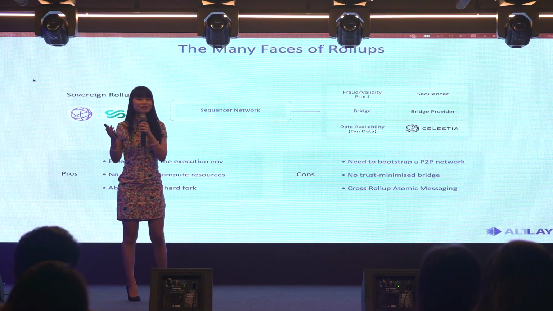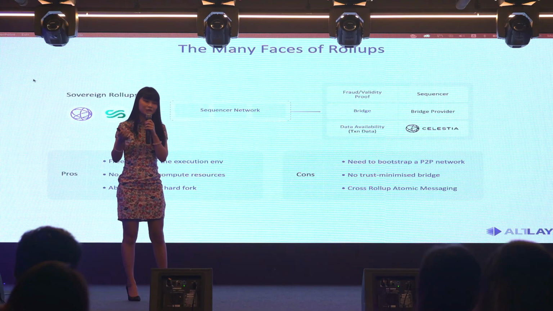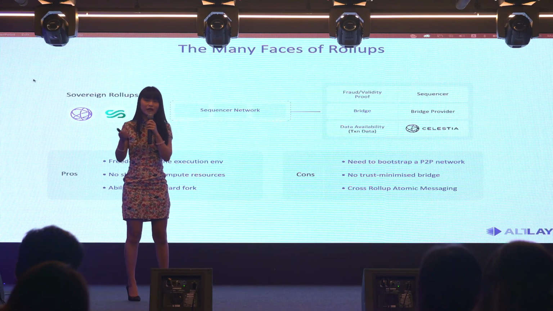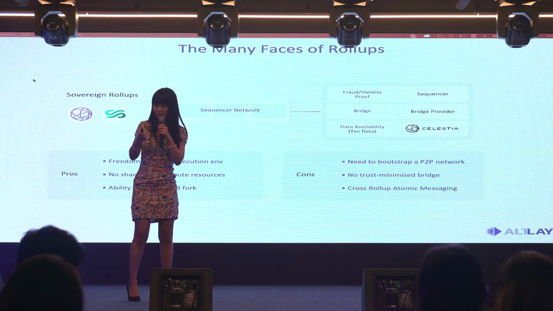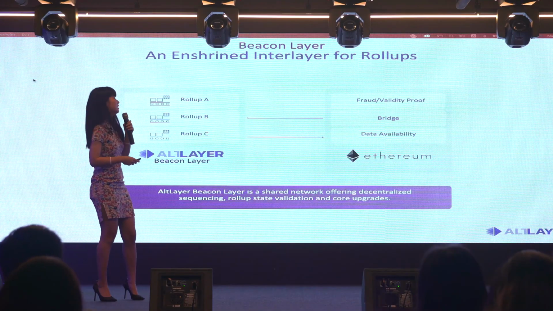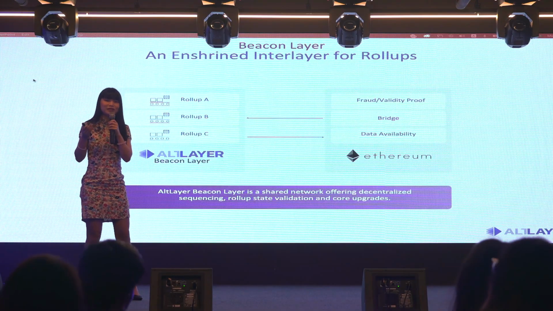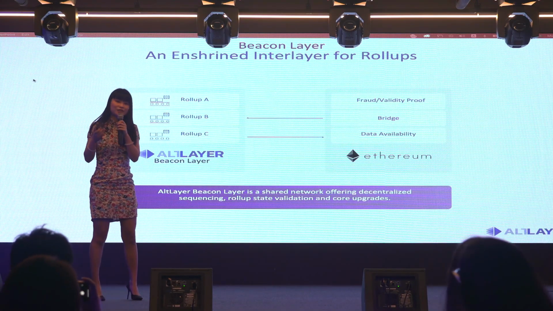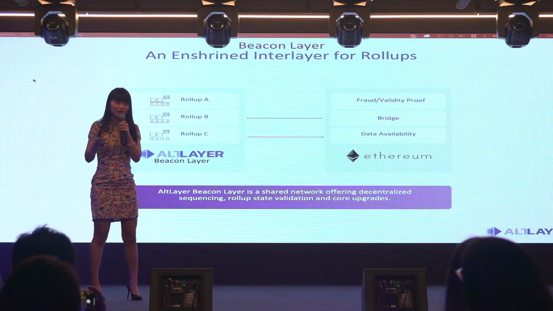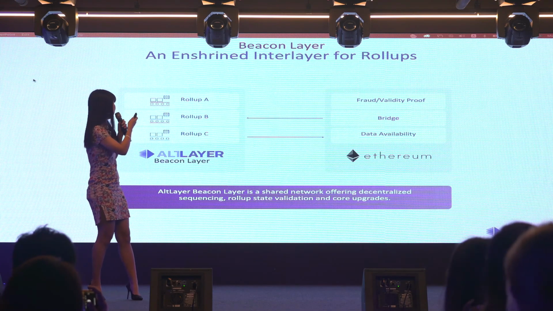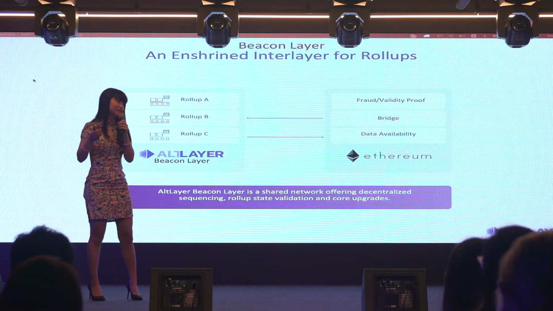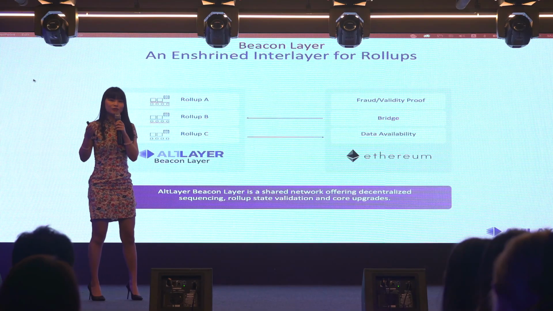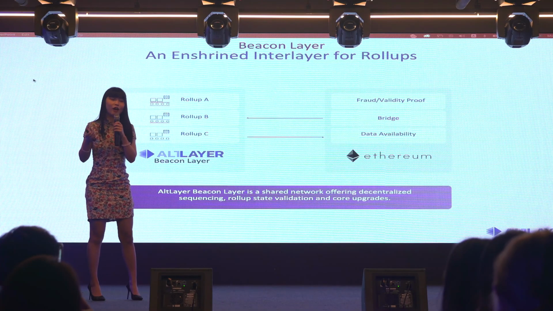So I just mentioned a lot of the risks with existing solutions like Optimism or Celestia DA. What we're trying to build at AltLayer is looking to solve these issues. So we are building something called Beacon Layer, which is an enshrined interlayer for rollups. What it does is build a shared network that offers decentralized sequencers and validators, and it also allows programmable upgrades without any hard fork.